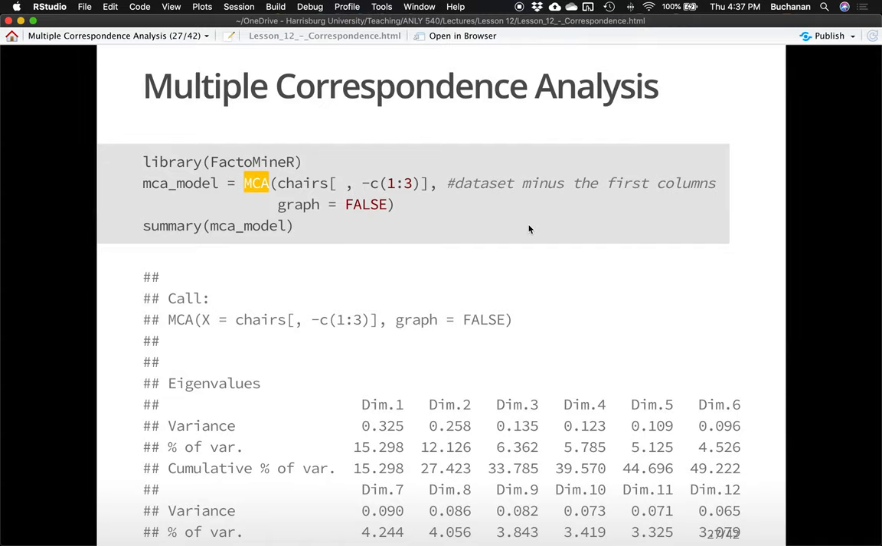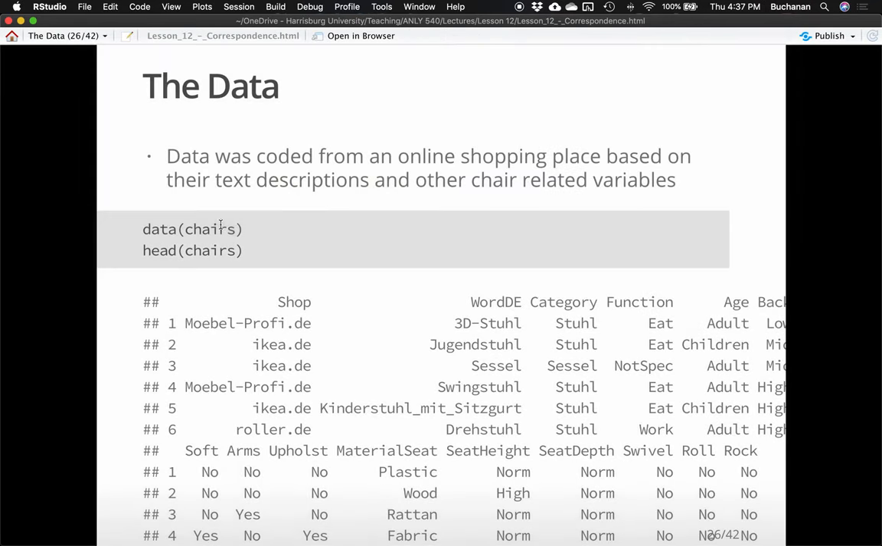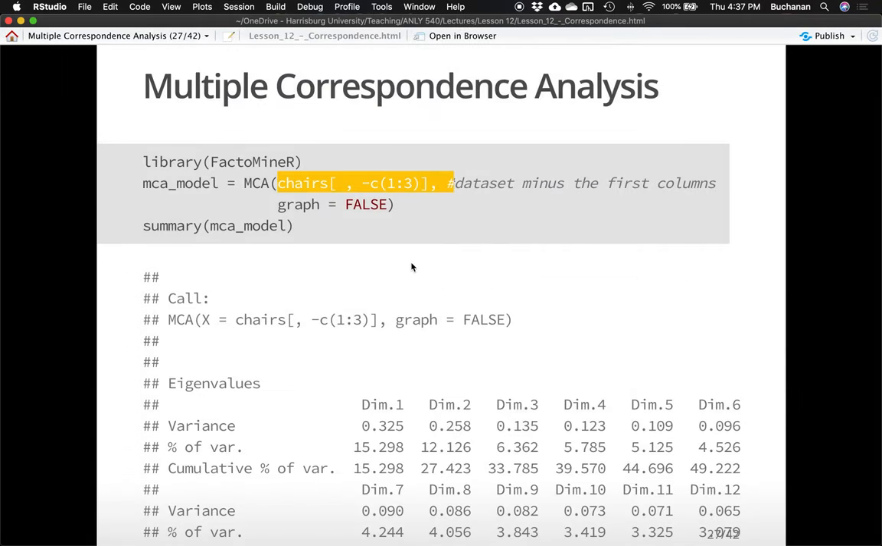So I'm going to use the MCA function, right? And then throw in here the data set. Okay. Notice here that the data set is not a frequency table, it's the raw data. Okay. And I've subtracted out the first three columns because at the moment we don't want to use category, and these two are just for knowing where it was coded from. Okay. So I don't really need to know if the IKEA chairs are different, although it could be an interesting question. Turn off the graph temporarily and get our summary.